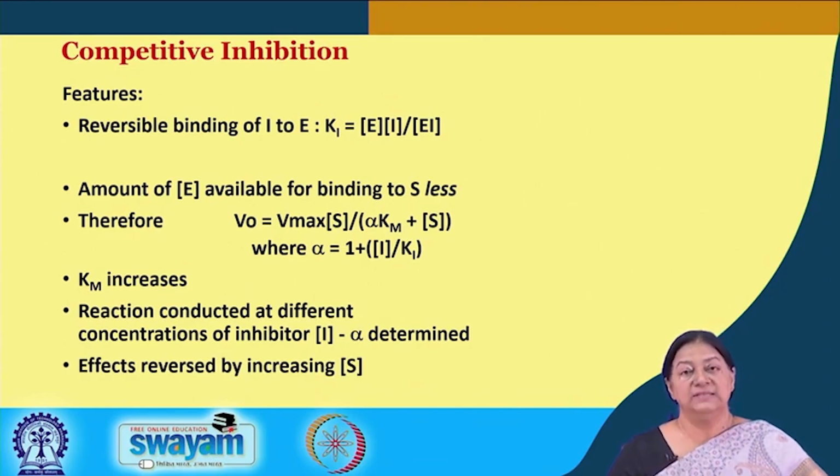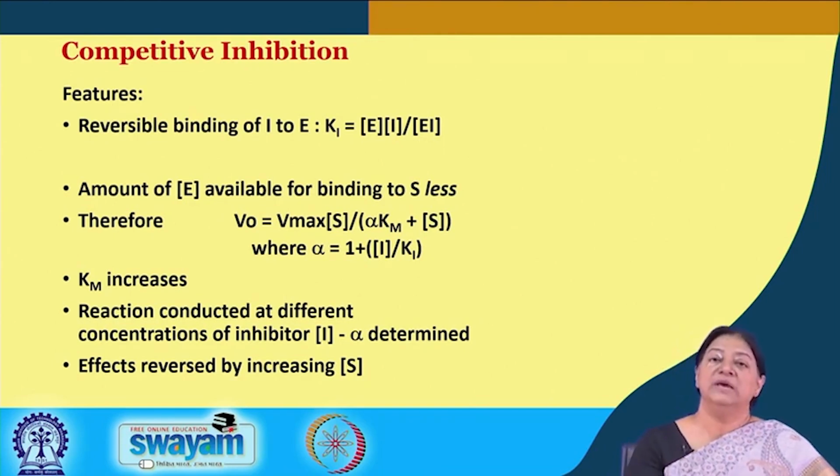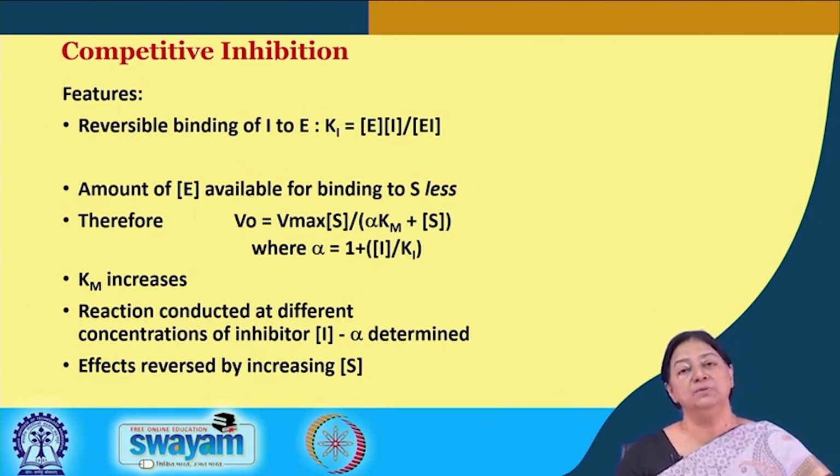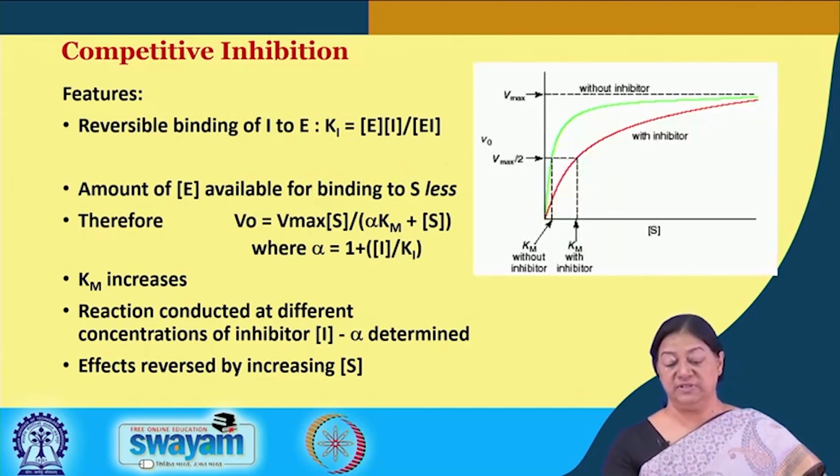If we look at how we can reverse the process, we remember that this is a non-covalent interaction, which means that this is an enzyme inhibitor complex formation in a reversible fashion. So, it will form an enzyme inhibitor complex, but the inhibitor can also be removed to get the free enzyme, which is then available to the substrate. So, I can reverse the effect by increasing the amount of substrate molecules.